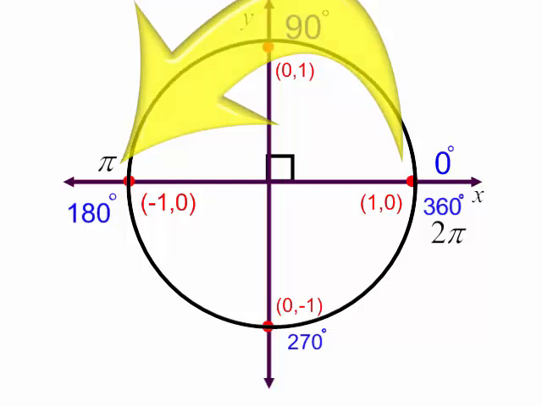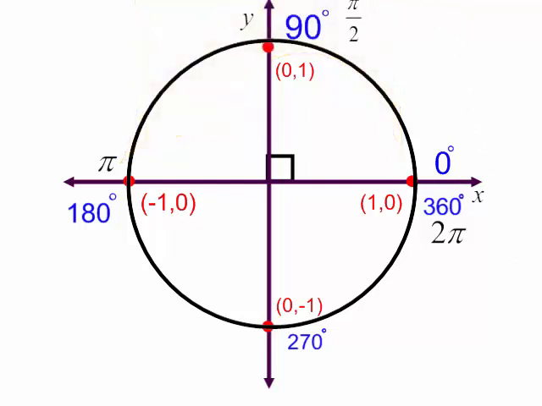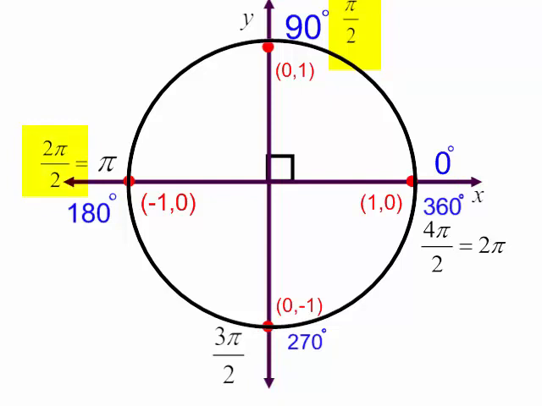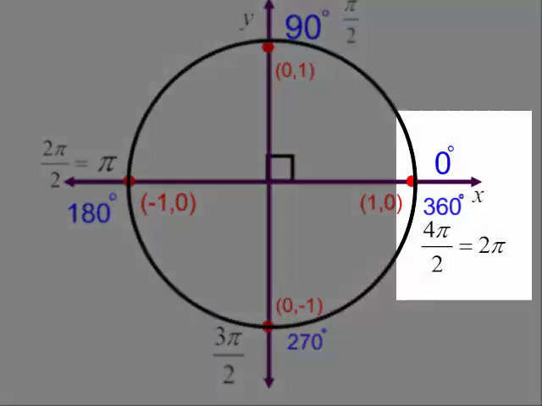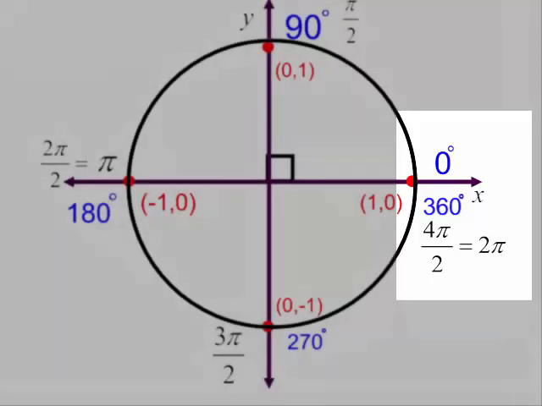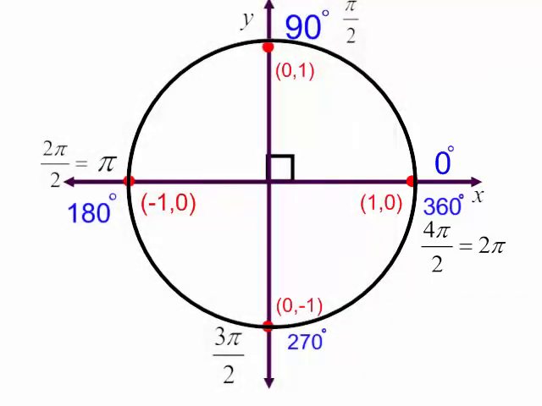Or we could count the radians as 1 pi over 2, 2 pi over 2, 3 pi over 2, and 4 pi over 2. Of course, 2 pi over 2 is the same thing as pi, and 4 pi over 2 does reduce to 2 pi. This is the beginning of our unit circle. Are you feeling good? Let's keep going.